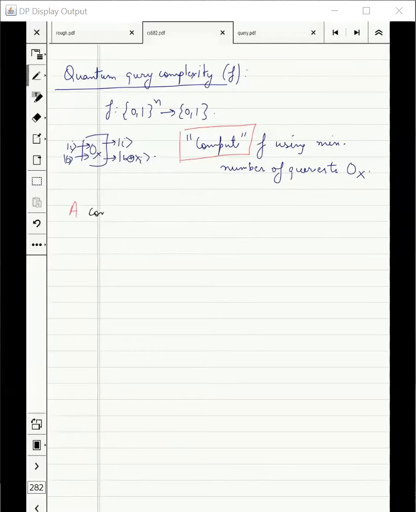A computes f if f(x) equal to 1, then A(x) is equal to 1 with probability more than 2 by 3. If f(x) equal to 0, then A(x) is equal to 1 with probability less than 1 by 3. Good. Remember, this was the bounded error setting.